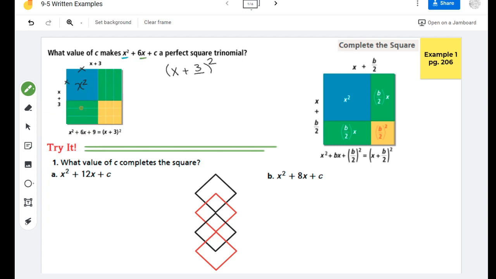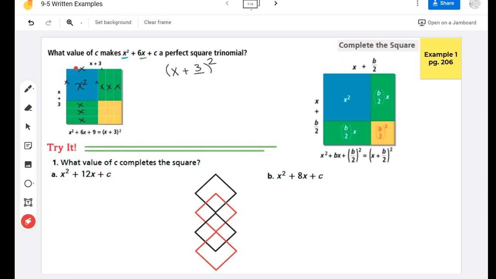Now the 6x is represented by the green that you see here. So the skinny side of each of these rectangles is 1, and the long side is x. So the area of a single strip here is x, and there are 6 strips, which makes that 6x. So this portion of the expression is x squared plus 6x.